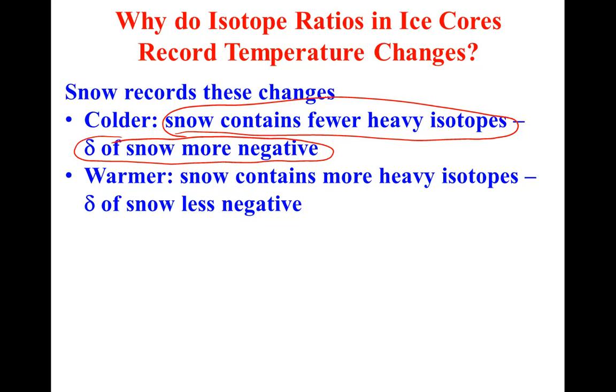More heavy isotopes getting into the vapor, and hence getting into the snow made from that vapor. The ratio of heavy to light isotope gets larger, and our delta value becomes less negative as a result.